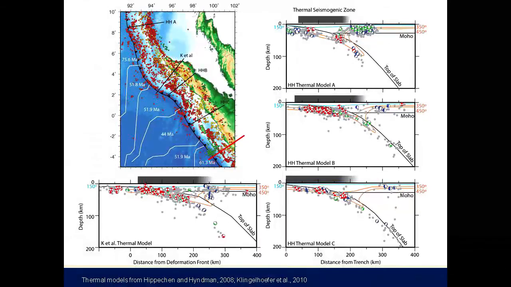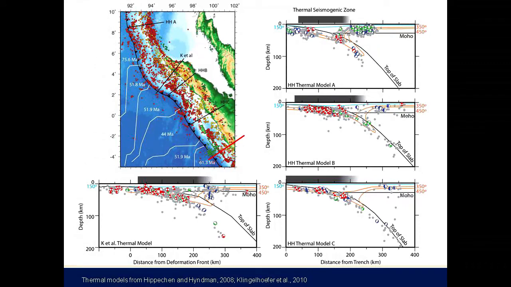For time's sake, I'm going to skip through the CMT solution analysis. We can now start to look at how faulting develops across the system. So the red are plate interface related thrusting, the green are normal faulting, and the blue are strike slips. So this is the strike slip Sumatran fault in the upper plate back here.